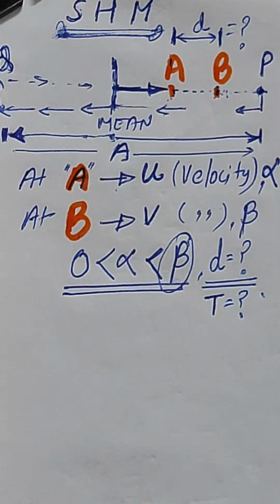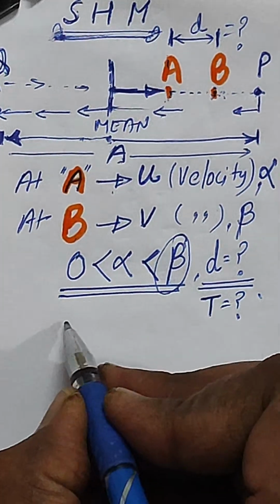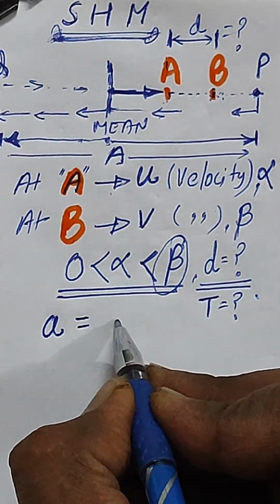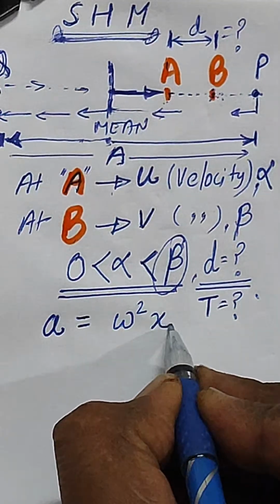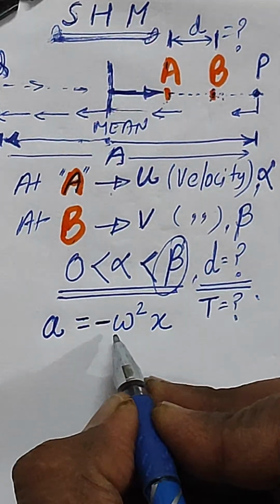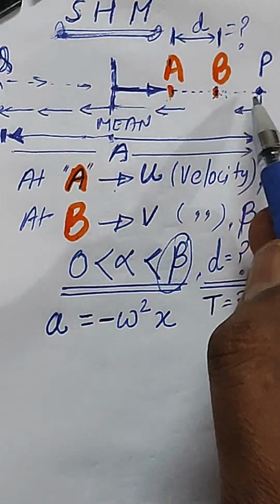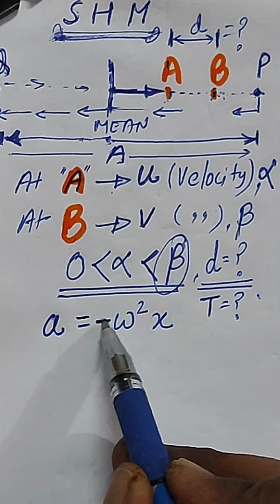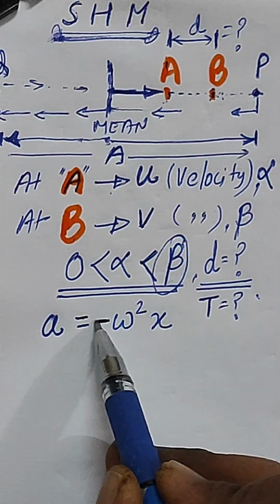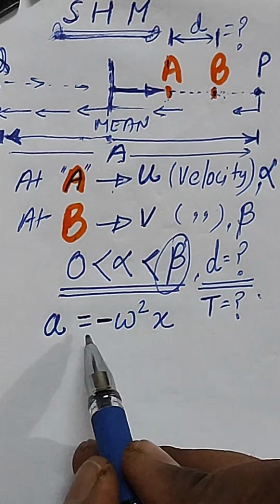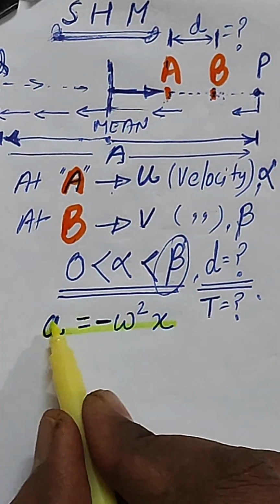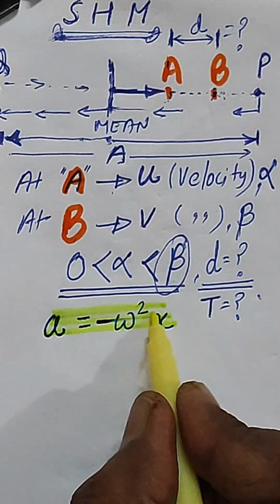So my dear friends, if you remember, acceleration in simple harmonic motion is given by omega square x with a negative sign. Why the negative sign? Because this will be restoring. So due to the restoration factor, this minus sign will be there. This formula I think you remember very easily: a is equal to minus omega square x.